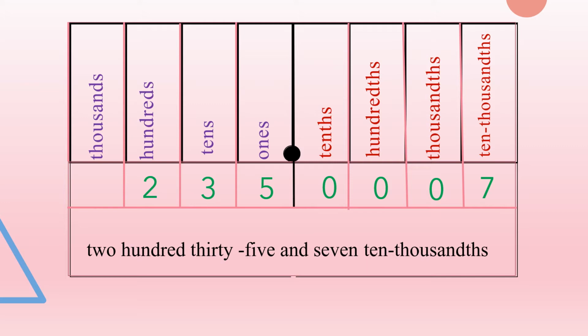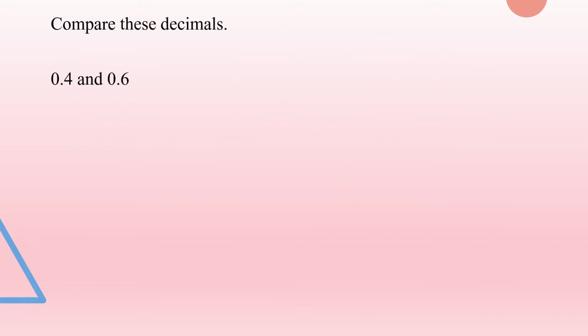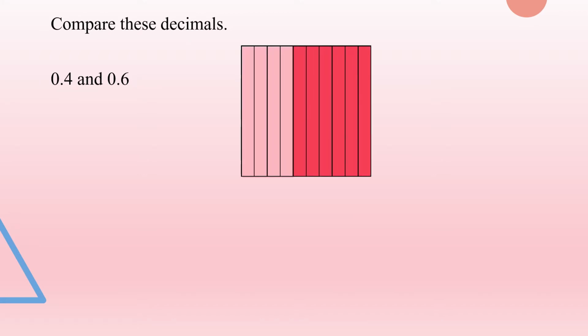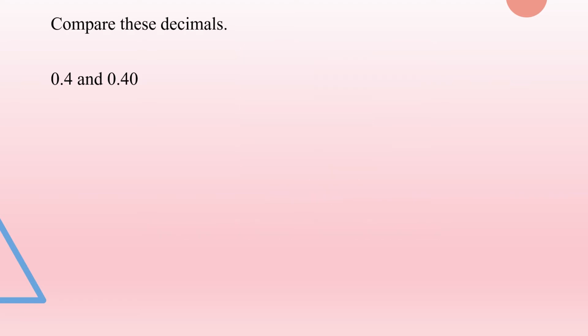So we get 235.0007. Now let us compare these decimals 0.4 and 0.6. Now this represents 0.4 and 0.6. Which one is greater? From the figure we can understand 0.6 is greater than 0.4. So can you tell which is greater, 0.4 or 0.40? Think. Shall we check your answer? Yes. So first let us draw one picture.